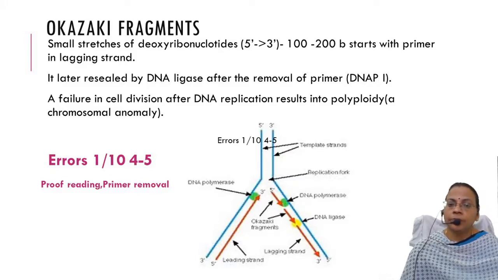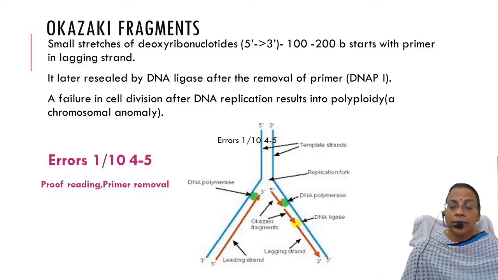Later, the cut ends of the gaps between the Okazaki fragments are handled. The primer will be removed by DNA polymerase 1, and the correct matching deoxyribonucleotides will be inserted, also by DNA polymerase 1. So primer removal and correct base pairing is done. Then these cut ends are ligated with the help of ligase.